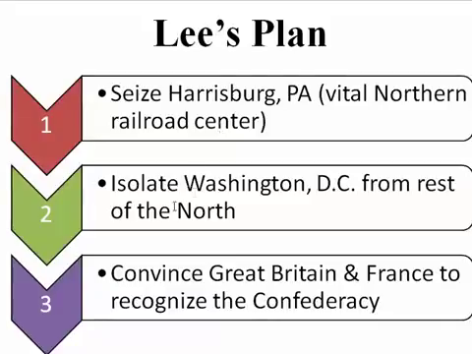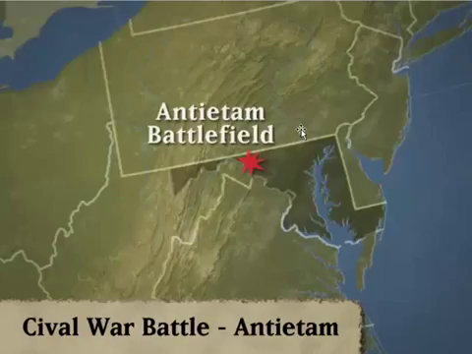The second thing he wanted to do was isolate Washington, D.C., the capital of the Union, from the rest of the North. And thirdly, he wanted to use this victory to convince Great Britain and France to give the Confederate States of America diplomatic recognition. So that's what Lee wanted to do, and that's why he was going toward Harrisburg when the Battle of Antietam occurred.